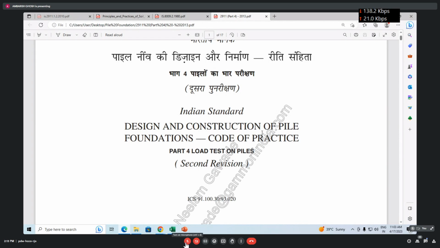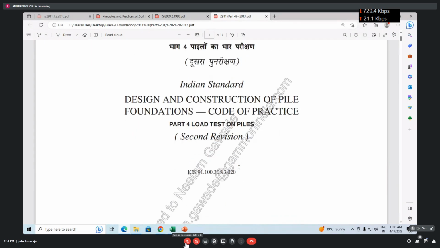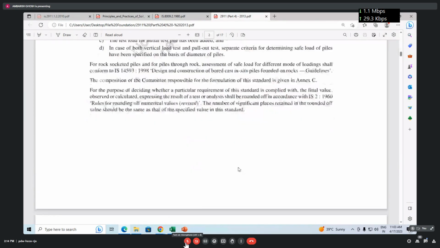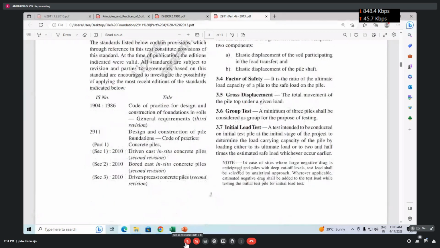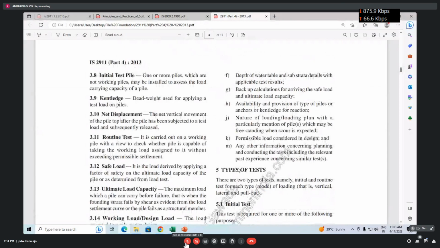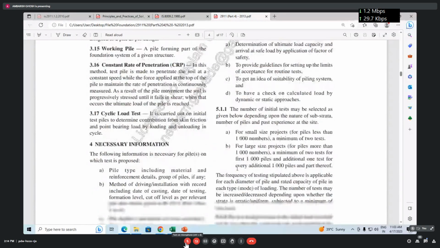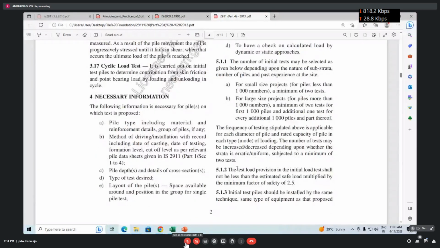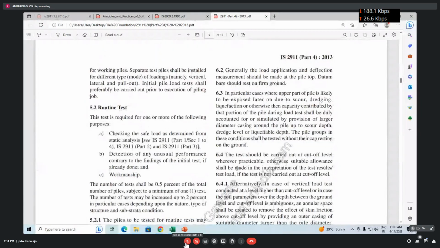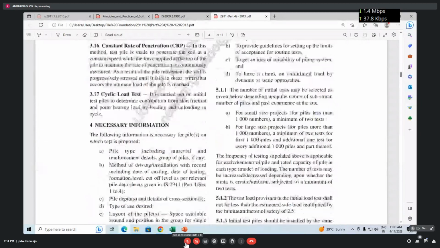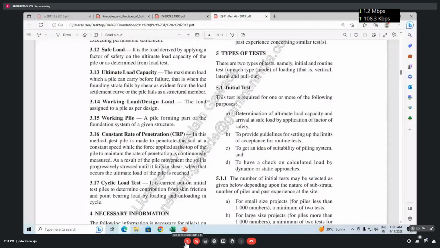So what is the objective of the pile load test? To assess the actual capacity of the pile that is taken at site while designing it. So it has got two types of test you will be doing. One is the initial pile load test. You will go through this code in detail because a question has come from this. So you can see, initial pile load test and routine pile load test.